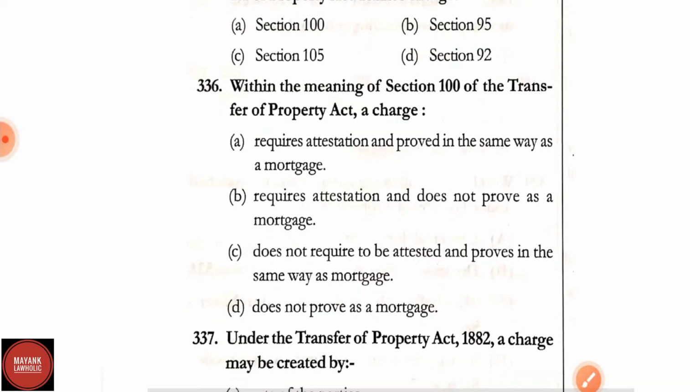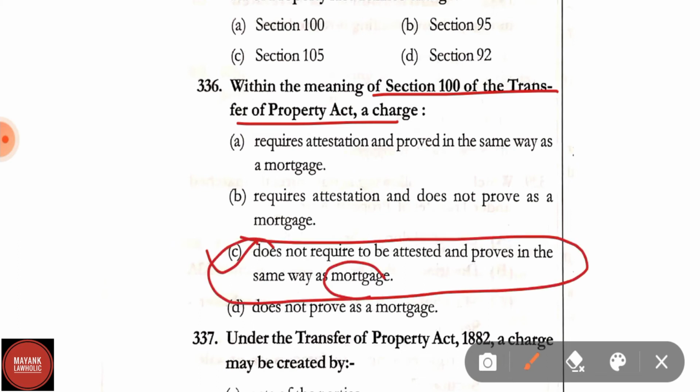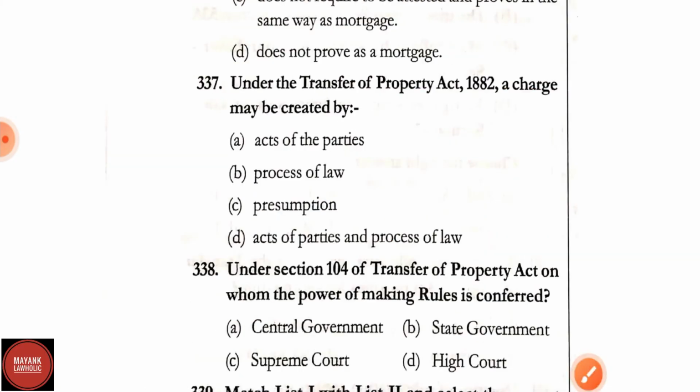Question number 336. Under section 100 of TPA, a charge: option A, requires attestation and is proved in the same way as a mortgage. Option B, requires attestation and is not proved as a mortgage. Option C, does not require to be attested and is proved in the same way as a mortgage. And option D, does not prove as a mortgage. Here the correct answer is option C, that is, does not require to be attested and is proved in the same way as a mortgage.